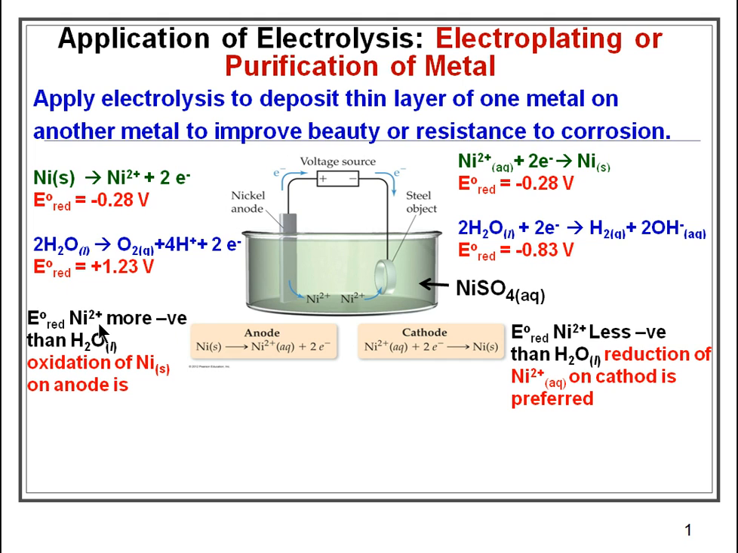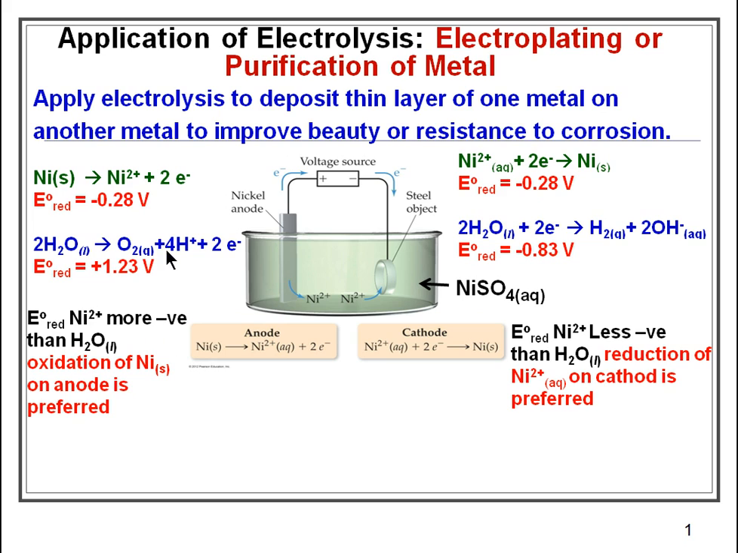So when we compare these two standard reduction potentials of nickel oxidation and water oxidation, you will observe that the standard reduction potential of nickel ion is more negative, minus 0.28 volt compared to plus 1.23 volt. Therefore, you can also say it is less positive than water. Therefore, oxidation of nickel solid is the preferred reaction on the anode, and nickel solid will oxidize into nickel ion rather than water.